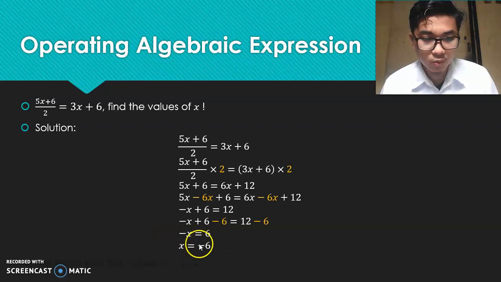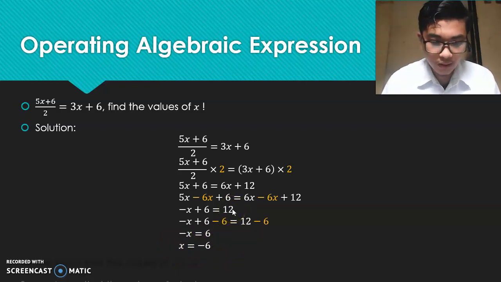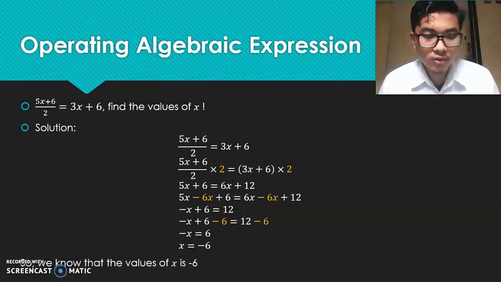So this is the answer that we are trying to find. The unknown value is -6. Now we know that the value of x is -6.